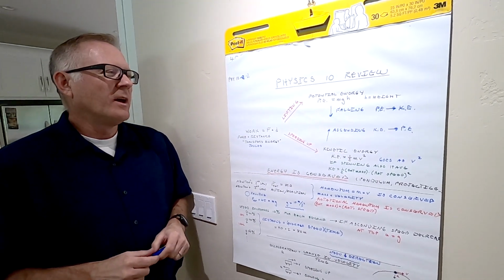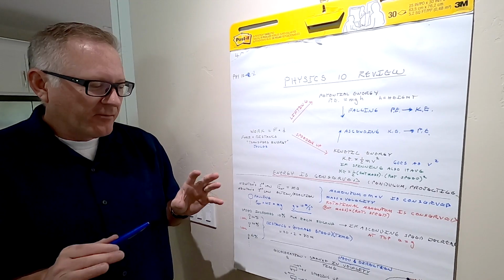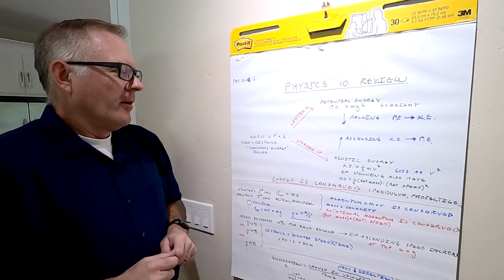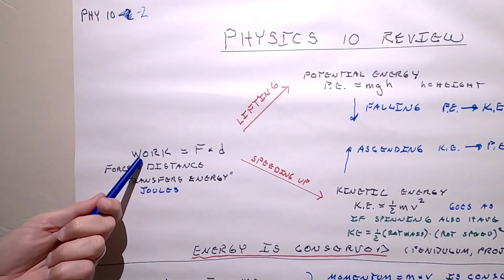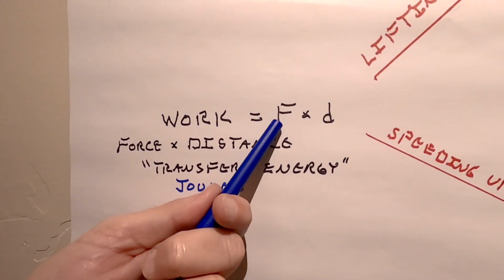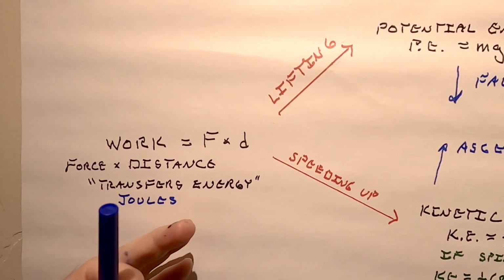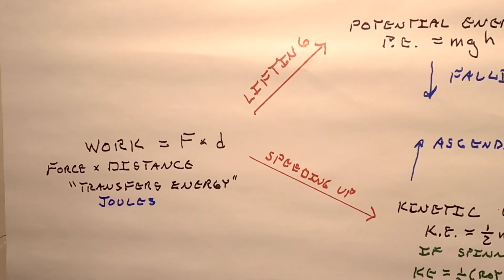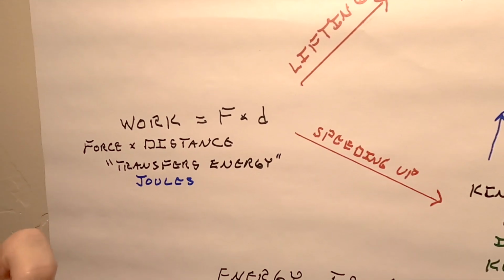Okay, so now I just wanted to spend a few minutes reviewing for the first test. Remember, we defined work right here. Work is defined as the force times the distance. So we had to push something and move something, force times distance. And we said when we do work on an object, we're transferring energy.